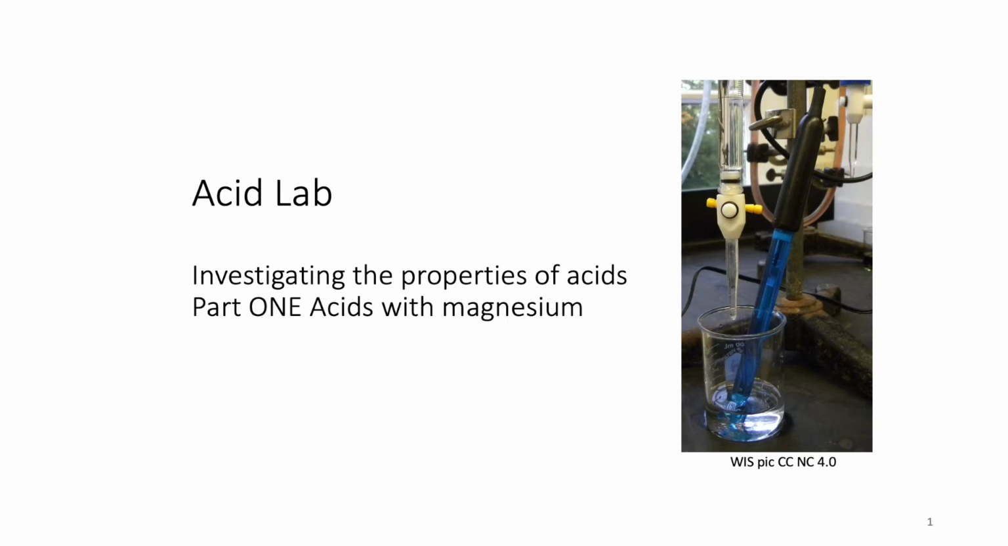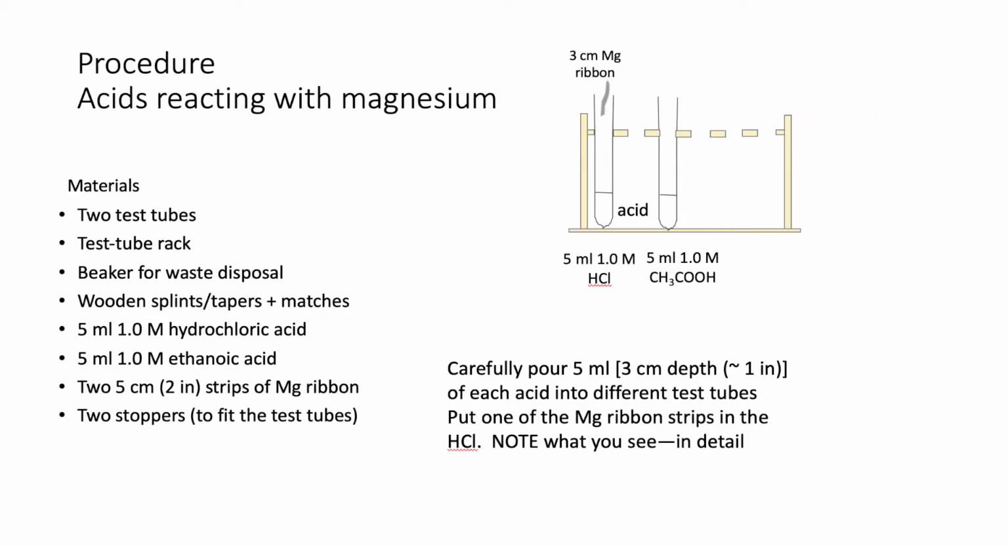Properties of acids. We're going to start off with acids reacting with magnesium metal. So you can pause to look at the materials that are needed. I'm going to start with 2 test tubes with about 5 milliliters of one of 2 acids here, 1 molar hydrochloric acid or 1 molar ethanoic acid.